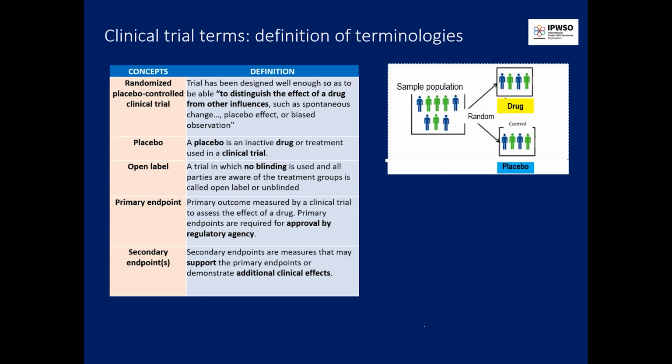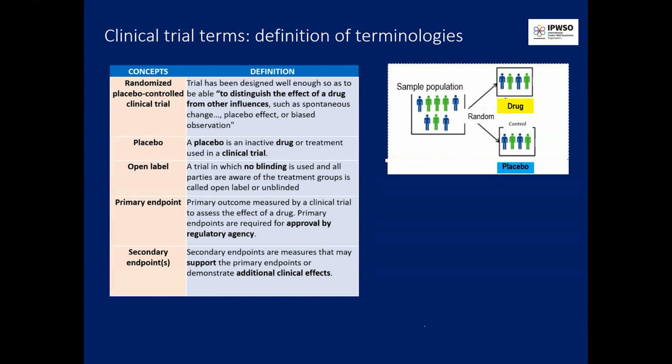So what are we going to measure in a clinical trial? The most important is what is called the primary endpoint. This is the primary outcome measured by a clinical trial to assess the effect of a drug. Primary endpoints are required for approval by regulatory agencies. In fact, it's really based on these primary endpoints that the regulatory agencies are going to give or not a market authorization for the drug.